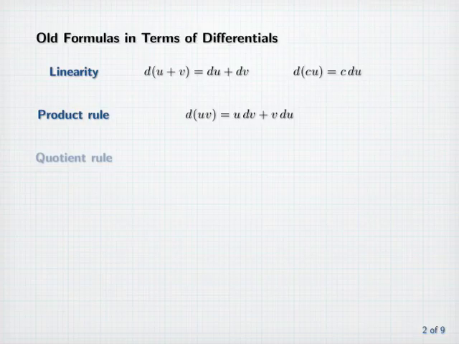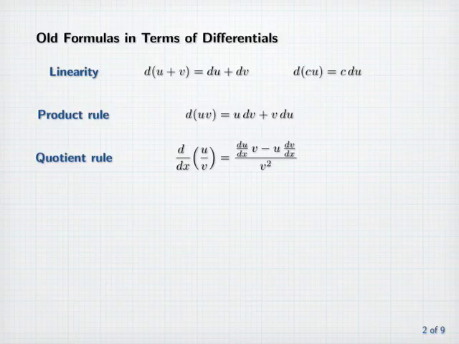Likewise, the quotient rule says that the derivative with respect to x of u divided by v is equal to the derivative of u times v minus u times the derivative of v, divided by v squared. The version of this for differentials says that the differential of u divided by v is equal to v times du minus u times dv, divided by v squared.